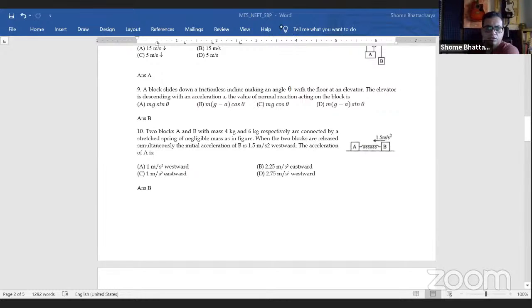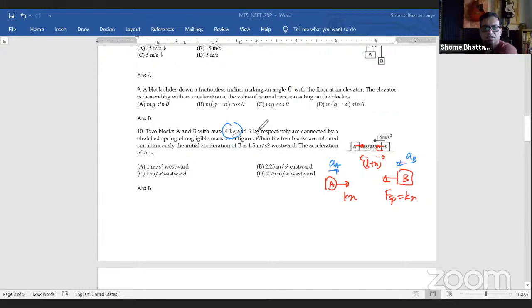Okay, so 10th question, you can see here that if you think of the free body diagram, B is having an acceleration like this. That means the spring force acting on B is like this. So if the spring force is inwards, that means the spring is extended. It must be in an extended state. Only then it can apply an inward force on B. So it must be applying an inward force on A also. So that means on A, the spring force is acting like this. So if this has an acceleration like this, then this must have an acceleration like this.